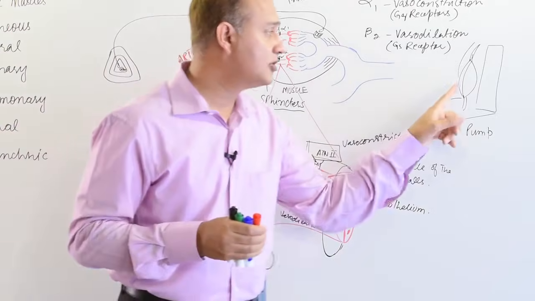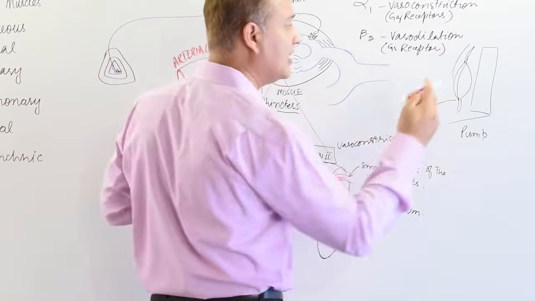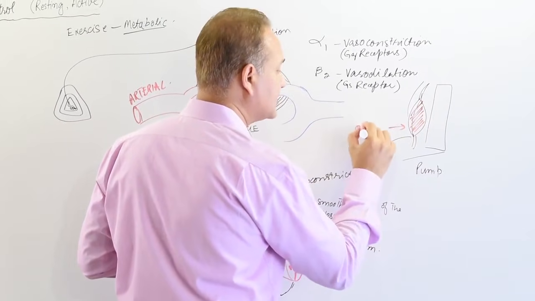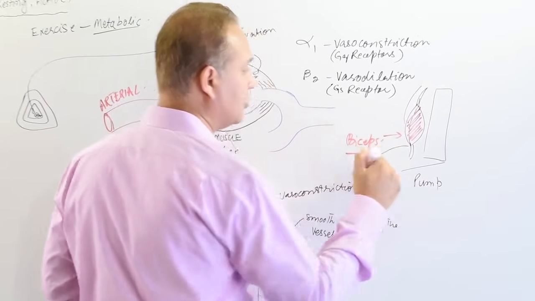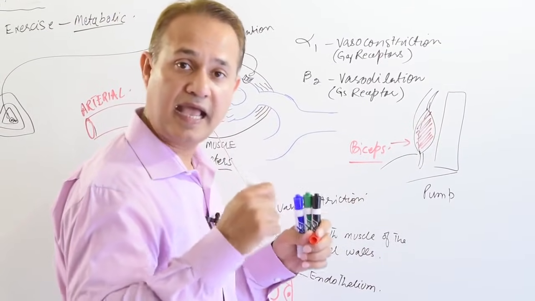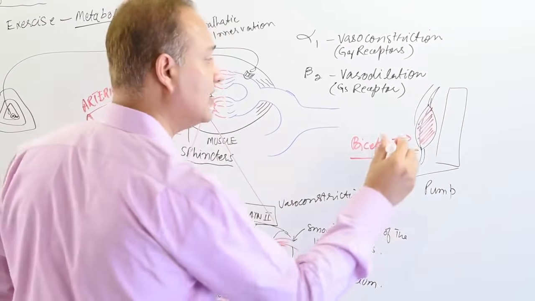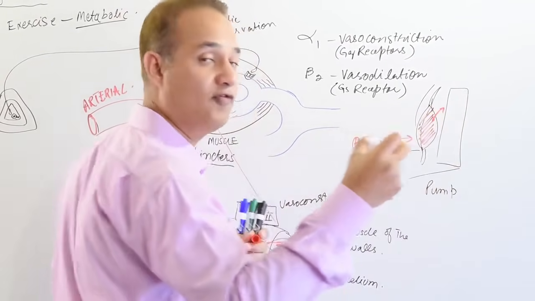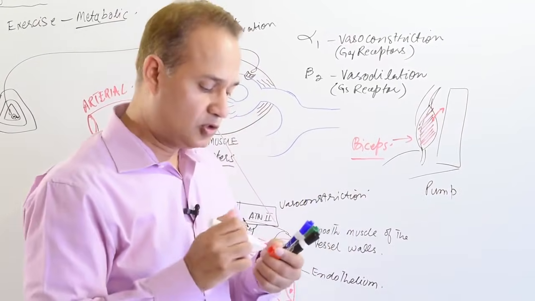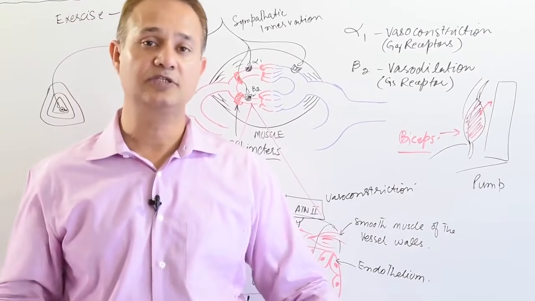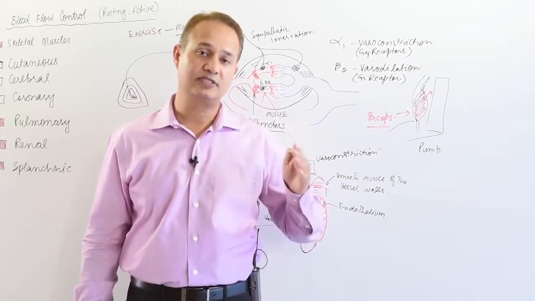One more thing that happens during the exercise is that if this is a skeletal muscle, so let's say this is the biceps, and the person is doing biceps curls or exercising. As the muscle pumps, it will move the blood out with force. It would pump the blood. So there is a mechanical pumping action for the blood flow as well during the exercise. So skeletal muscles do that too.